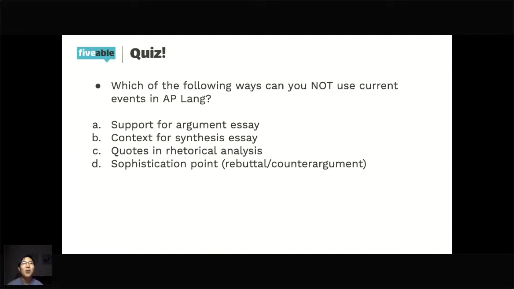Like last year, we had one about wind turbines. So for instance, we could use an event from September like Greta Thunberg's speech about climate change and how we're not doing enough to stop it. That could be a contextualization for the synthesis prompt. And also, you can use it as part of the sophistication point because you can use it as a counter argument, a concession, or a rebuttal to some kind of common argument. All right.